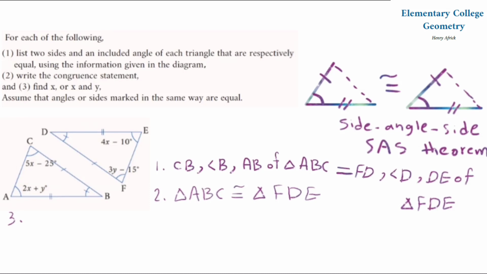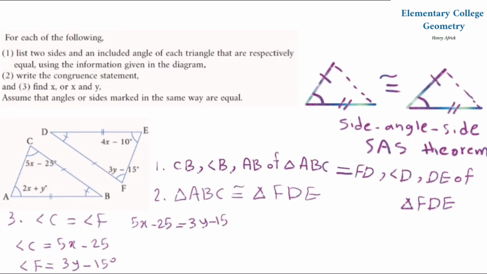So the angle of C is equal to the angle of F, and the angle of C equals 5x minus 25, and the angle of F equals 3y minus 15. So the angle of C equals the angle of F, and 5x minus 25 equals 3y minus 15. So 5x minus 3y equals 10.